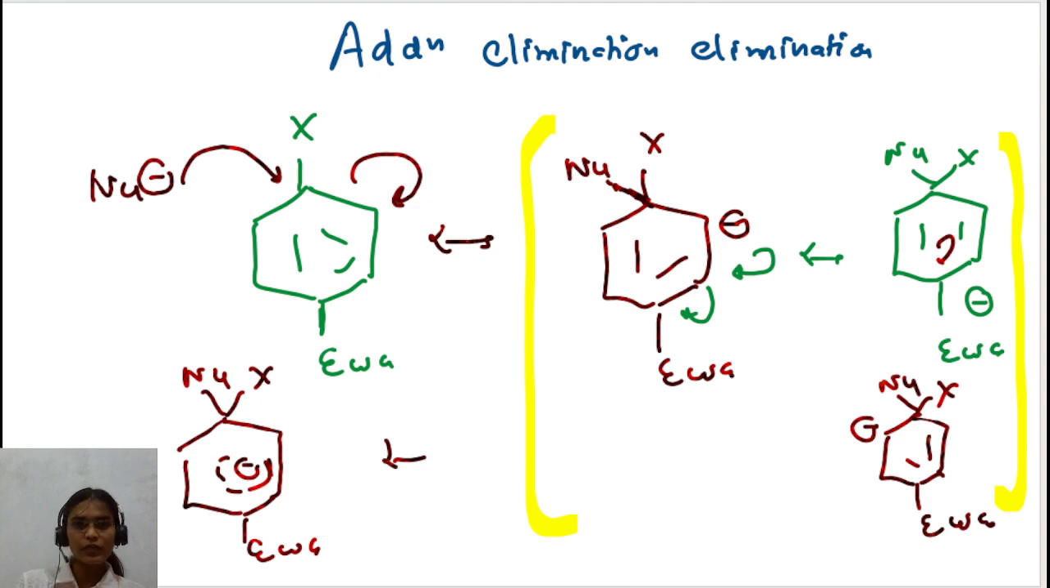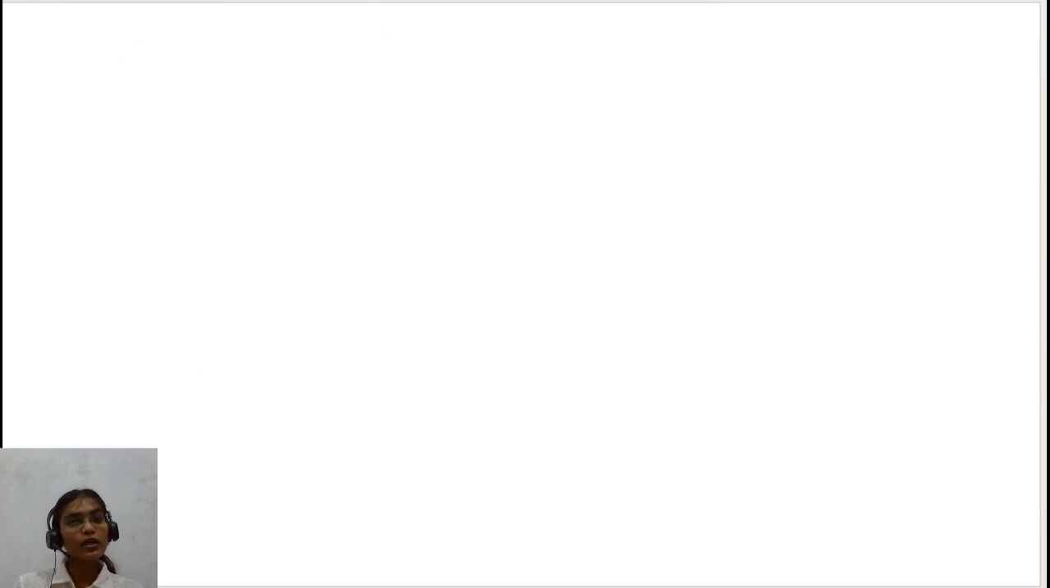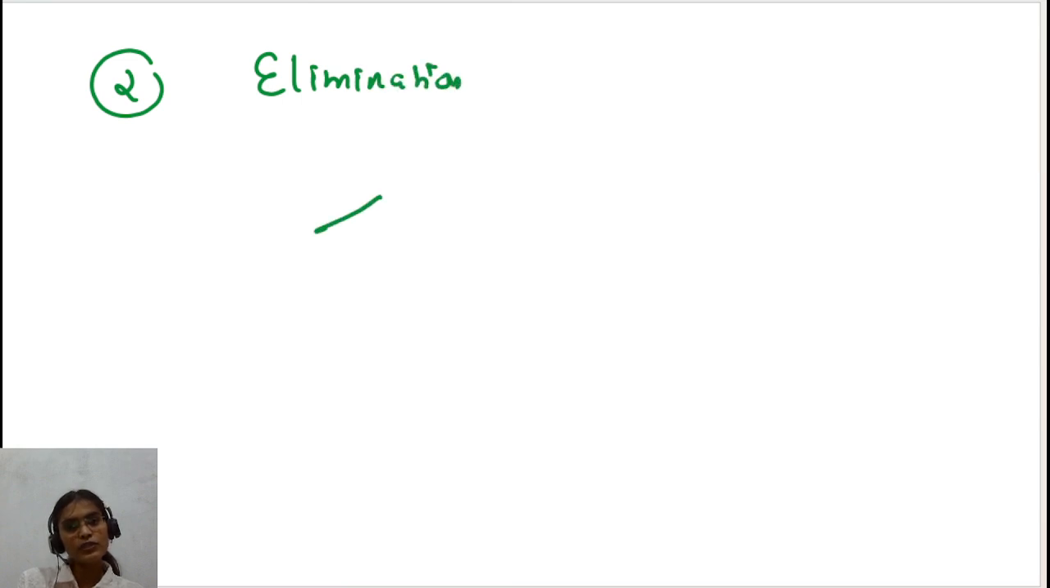Step number one, you can say it's an addition step. Step number one is the addition step. So it's known as addition elimination. First one is addition. Now, what is the second step? You can say that is the elimination step. So how does the elimination step go?